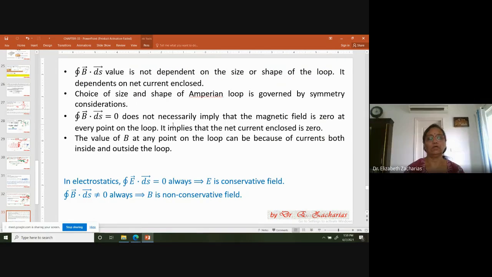Now, integral B dot ds, these things you can just go through. This is exactly like Gauss's law. Instead, I would spend more time working out the exercises. That will be more useful for you.